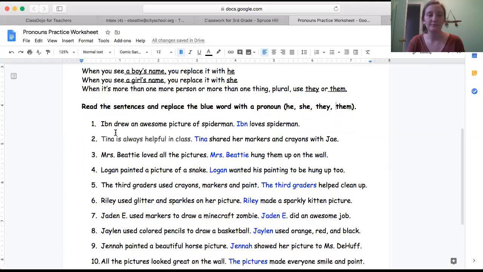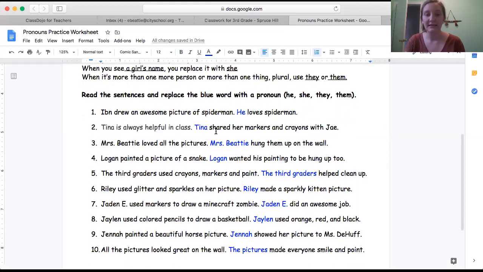So let's look at number one. Ibn drew an awesome picture of Spider-Man. Ibn loves Spider-Man. So this word here that's in blue, I want you guys to backspace on your computer, and I want you to write in he, she, they, or them. Ibn drew an awesome picture of Spider-Man. He loves Spider-Man, right? That's the pronoun we use to describe Ibn. Number two, Tina is always helpful in class. Tina shares her markers and crayons with Jay. So instead of saying Tina again, you'll backspace, you'll erase that, and you'll write she. She shared her markers and crayons with Jay.